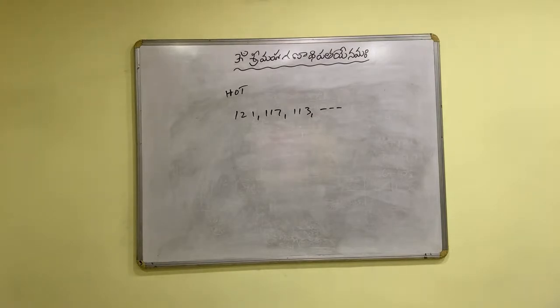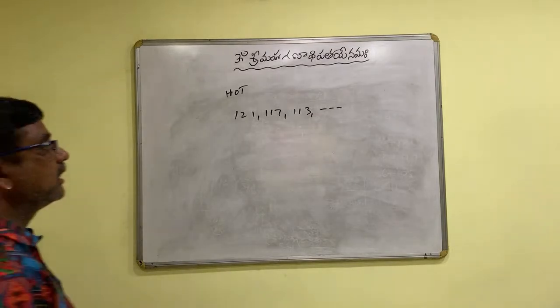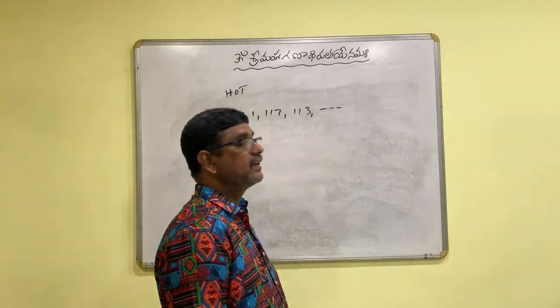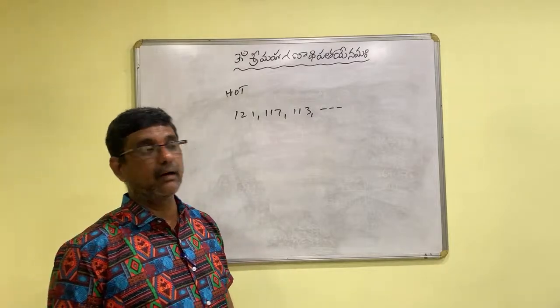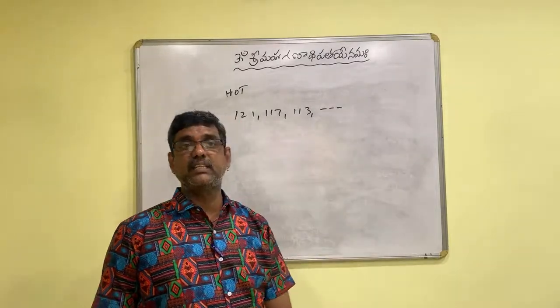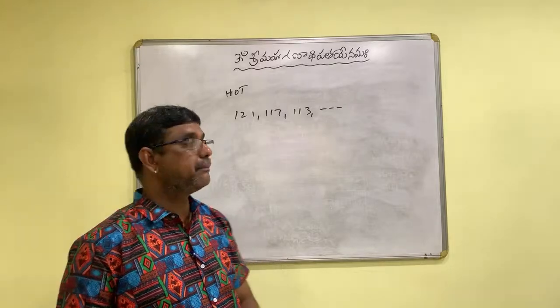Which term of this AP is the first negative term? Let it be a_n.